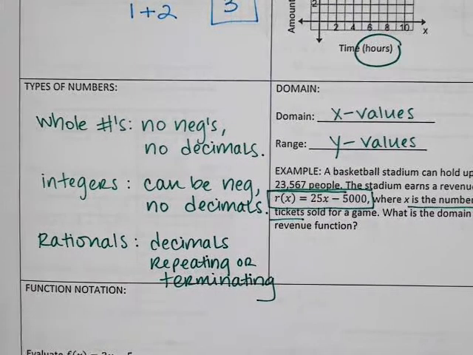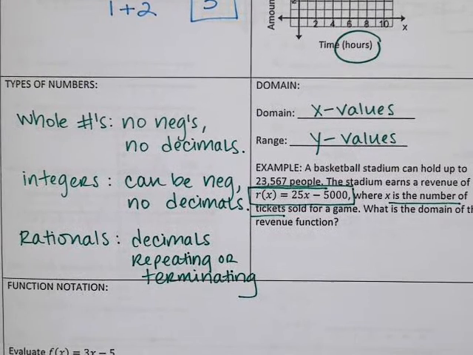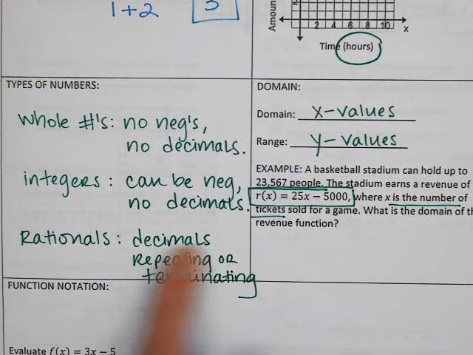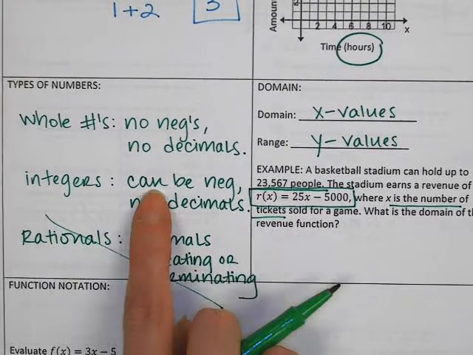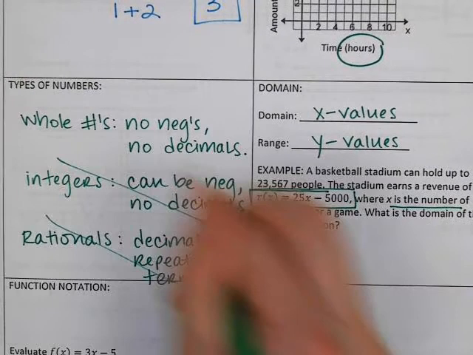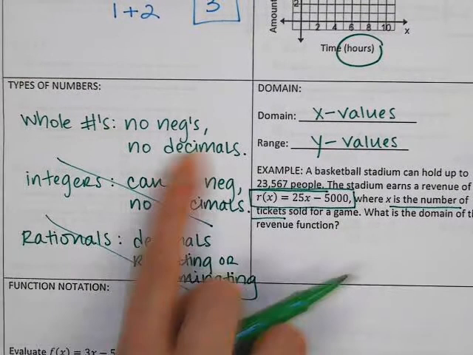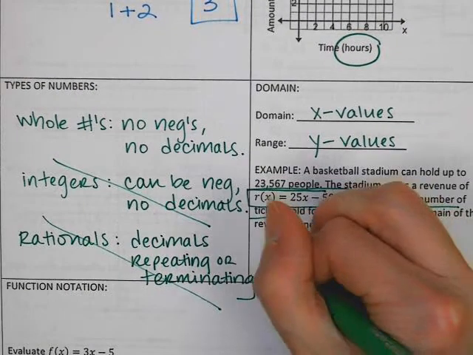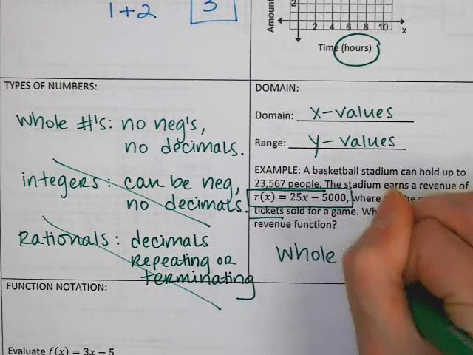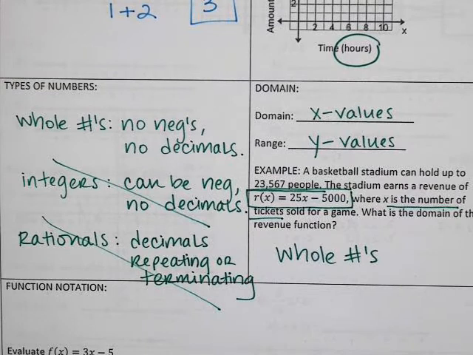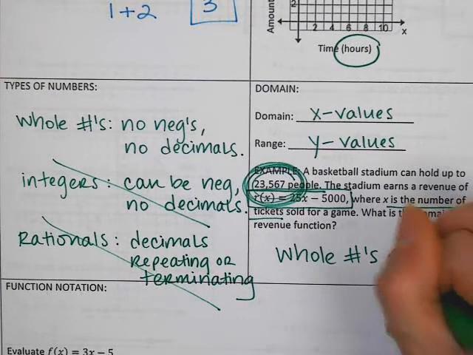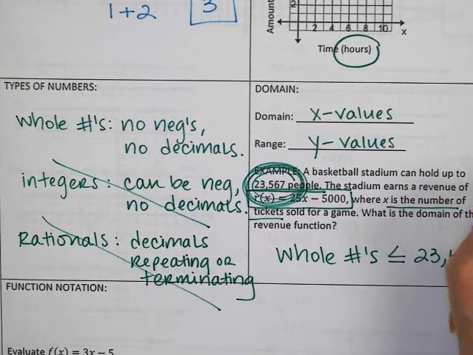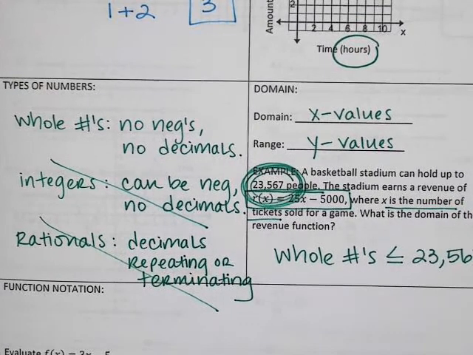So the question is, what makes sense for tickets? Can tickets be decimals? No. Can tickets be negative? No. So they have to be whole numbers. All right, so you would say whole numbers, but is there any restriction? They can only seat this many people, so less than or equal to 23,567. That would be the domain.